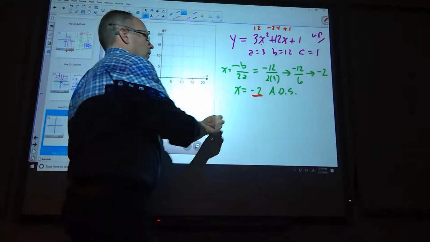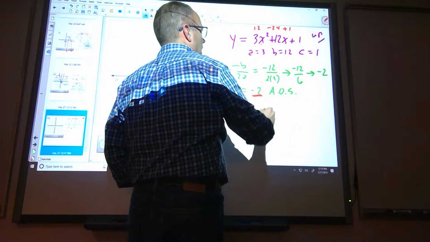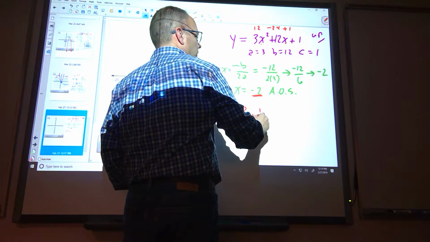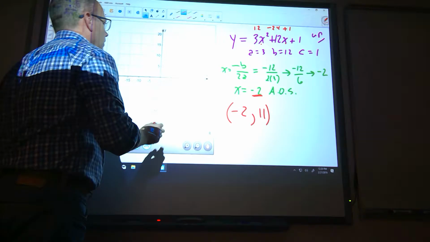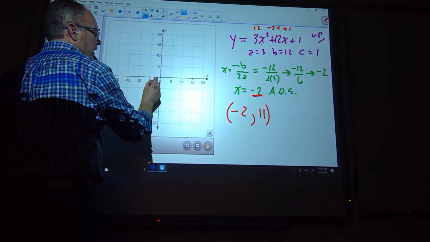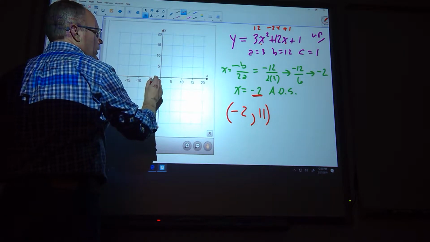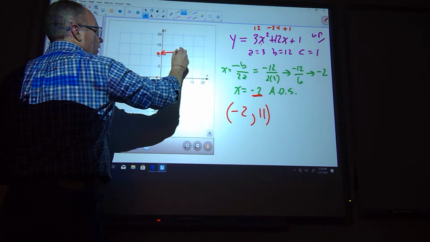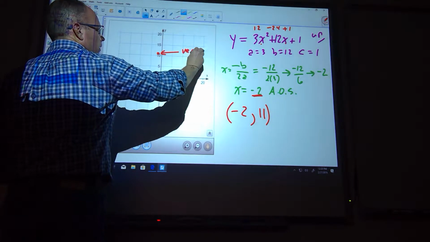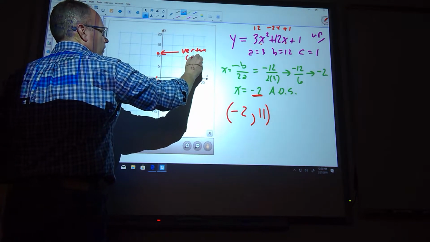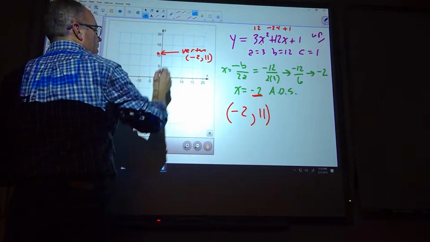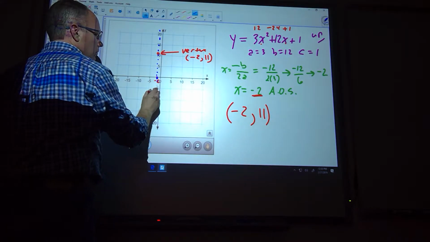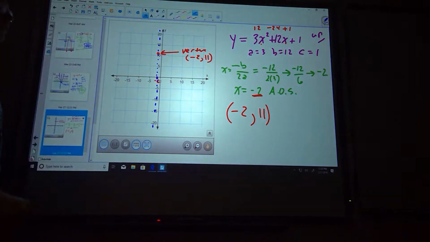Okay, so my vertex will be negative 2, comma, negative 12. Is that 11? Yeah. Negative 2 is like here, right? And then 11 is like right there. So that's my vertex at negative 2, negative 11, or positive 11. Remember, my axis of symmetry is this. Is that okay so far?